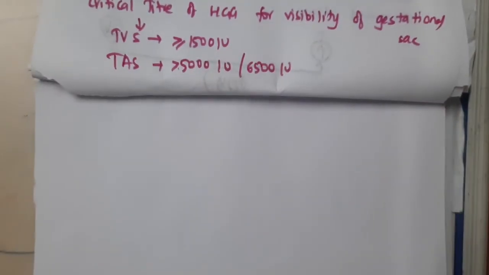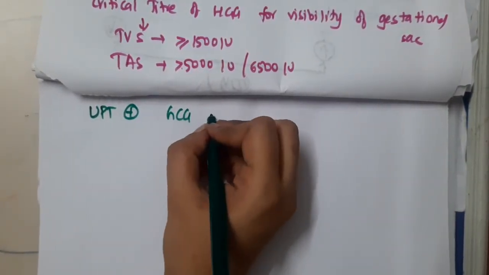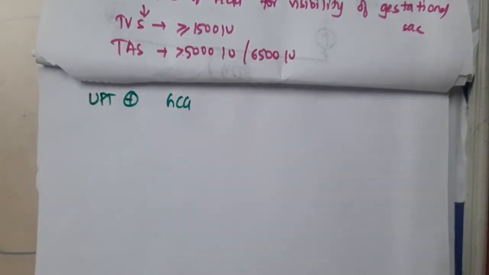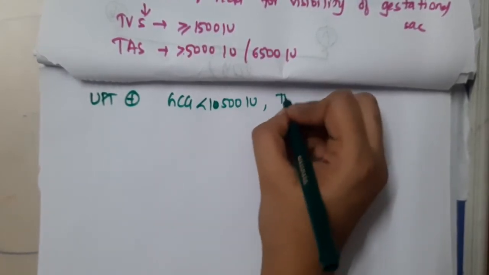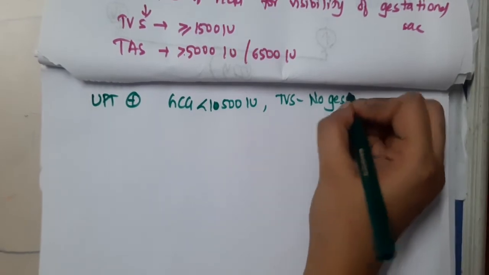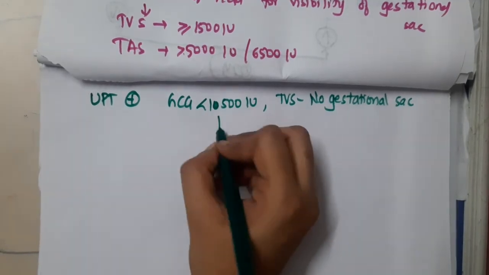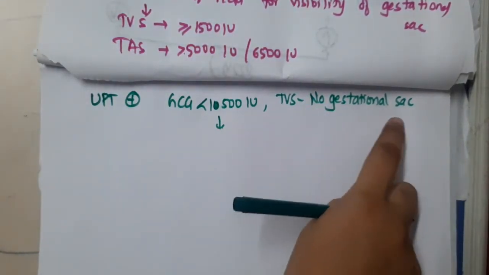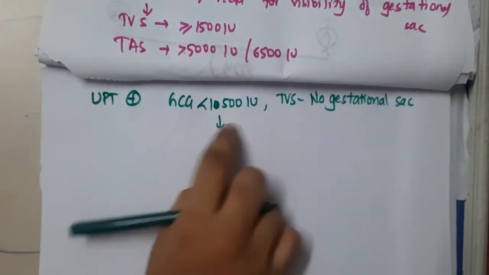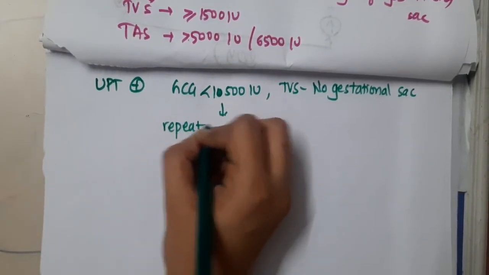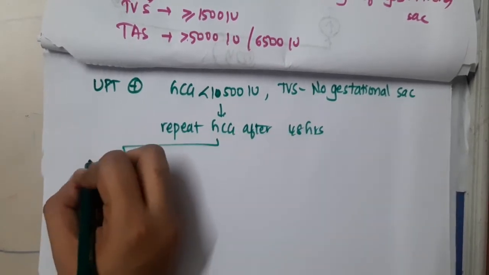So, if UPT is positive and HCG is less than 1500 international units, and on transvaginal ultrasonography you are not able to see any gestational sac, then it should be at least 1500 international units for the gestational sac to be visible. As a result, if it is less than 1500, you will have to repeat the beta HCG after 48 hours.